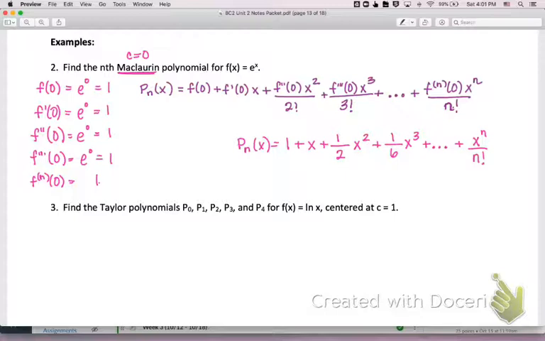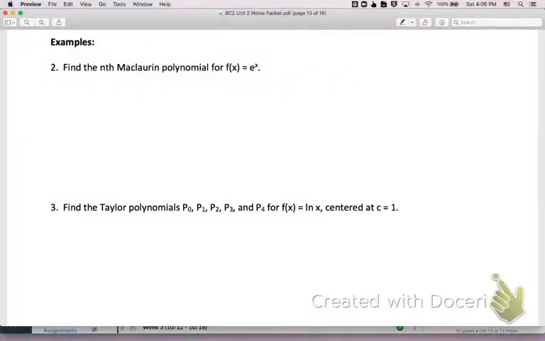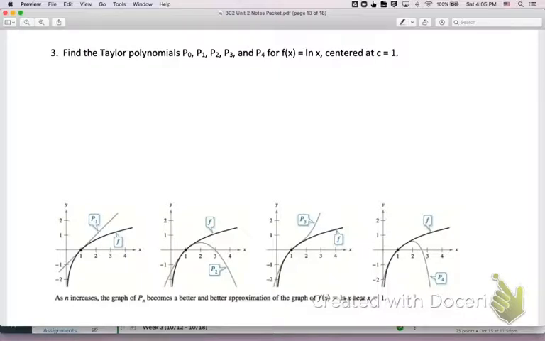The last one that I want to look at here is one that is not centered at 0 and what that would look like. So this is asking us for 5 different polynomials. We want P0, P1, P2, P3, P4. And we want to use that to approximate the natural log of x centered at c equals 1, okay? So all of our derivatives, we want to know the value at x equals 1. So I need to go all the way out to the 4th derivative to be able to get my 4th Taylor polynomial. And you can work this on your own, but to save us some time, I'm going to go ahead and show you what those derivatives come out to be.